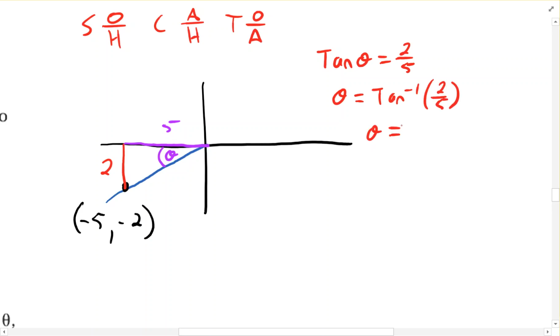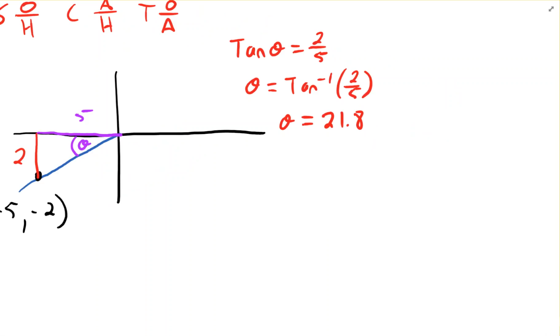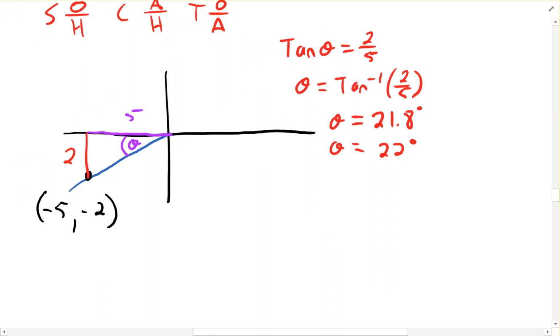And then theta is equal to 21.8. So let's just say, to make things easier, let's say 22. It didn't actually tell us what decimal we needed to be exact to, so 22 degrees. So I know theta is equal to 22 degrees.